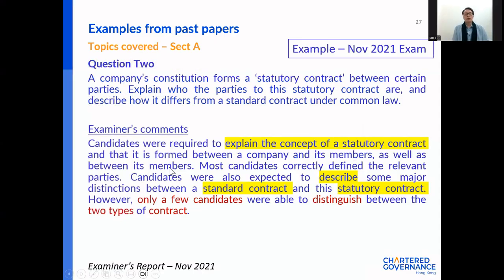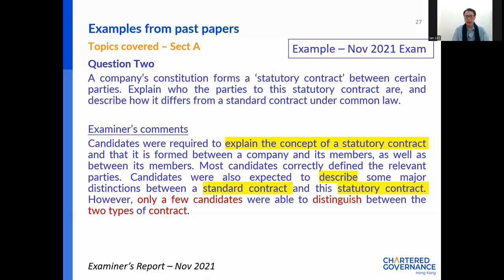Okay, so another question, question 2 from the November 2021 exam. A company's constitution forms a statutory contract between certain parties. Explain who the parties to this statutory contract are and describe how it differs from a standard contract under common law. So my apologies, I think I might have covered some of this, but doesn't matter. We can repeat it in the context of this question. According to the examiner, candidates were required to explain the concept of a statutory contract and that it is formed between a company and its members, as well as between its members.